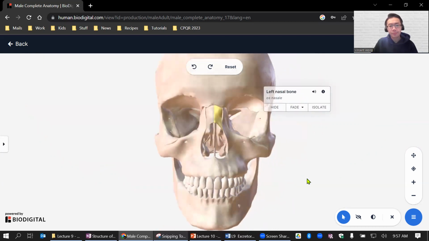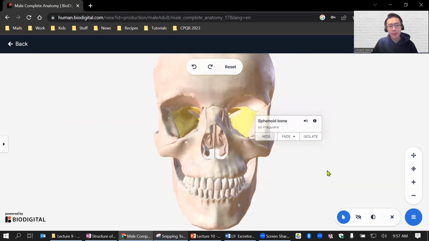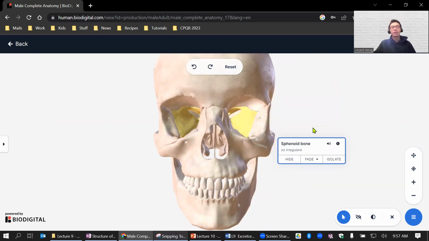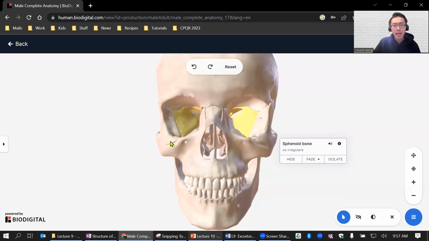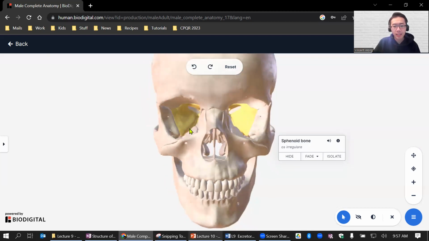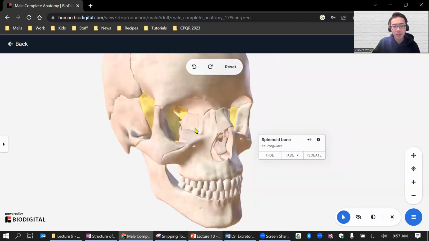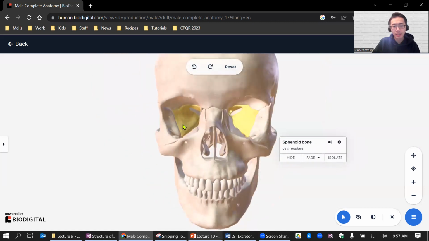So there is another bone at the back here. It's called the sphenoid bone. The sphenoid bone is the core bone in the head where every other bone connects to, except for the lower jaw. Every other bone is somehow connected to the sphenoid. It's kind of like the cornerstone, and it forms the back of the eye socket. It goes from one side all the way to the other side.